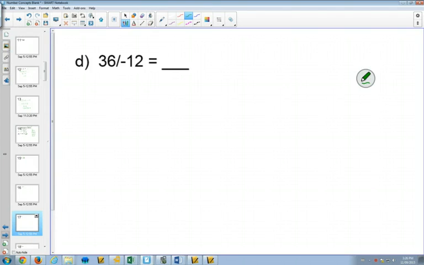Dividing works the same way. If you have a positive divided by a negative, or a negative divided by a positive, if one is positive and one is negative, your answer will be negative. If both are positive, your answer will be positive. And if both are negative, your answer will be positive. So first do the numbers. If you took 36 and divided it by 12, what would you get? 3. And would this answer be positive or negative? Negative. Awesome.